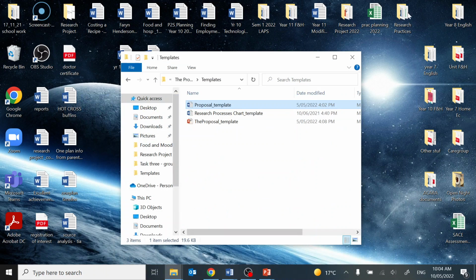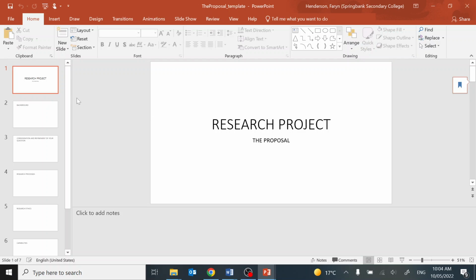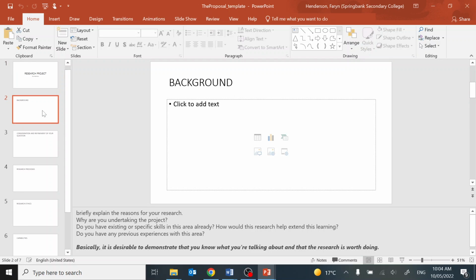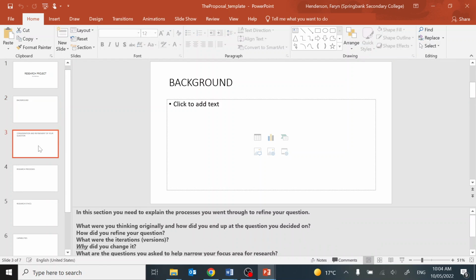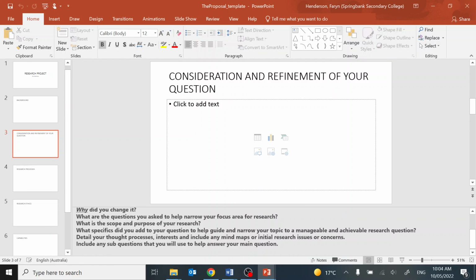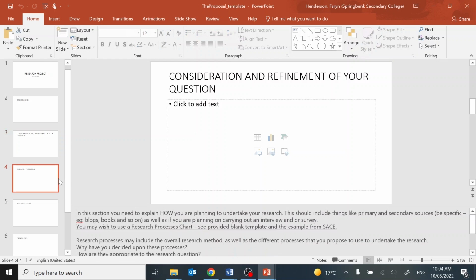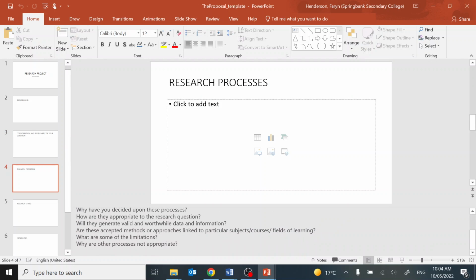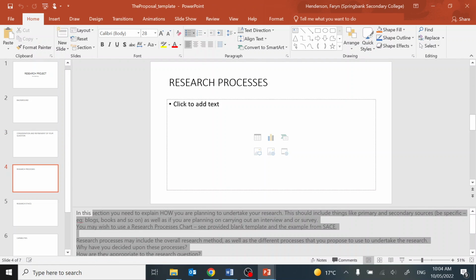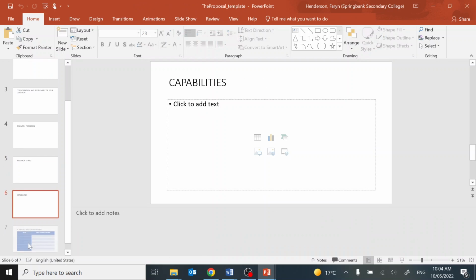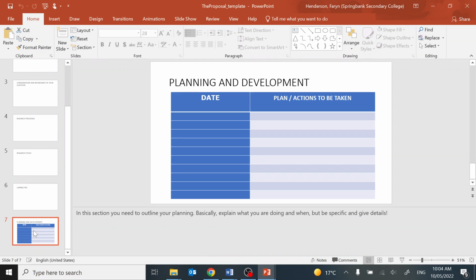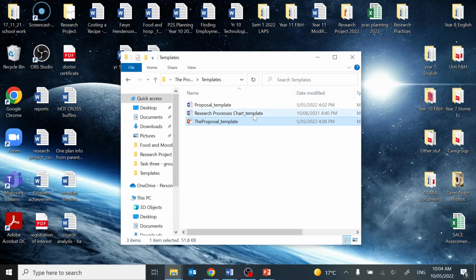If you're not so much a person that likes Word, I have just got a plain black and white one so you can make it look as pretty as you like yourself. It's the same wording, just very different, so it's probably a little bit less overwhelming. So consideration, refinement, question, it's just all these things down here, and you're just writing it in there. Much of a muchness, and again, I've put that in there. You don't have to use it. These are options. You do not have to use them if you do not want to.